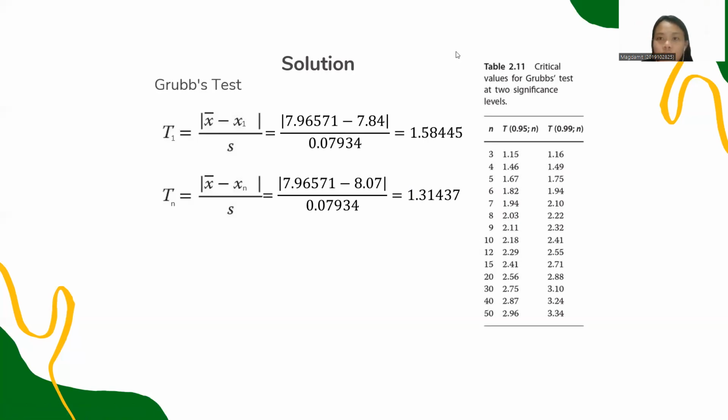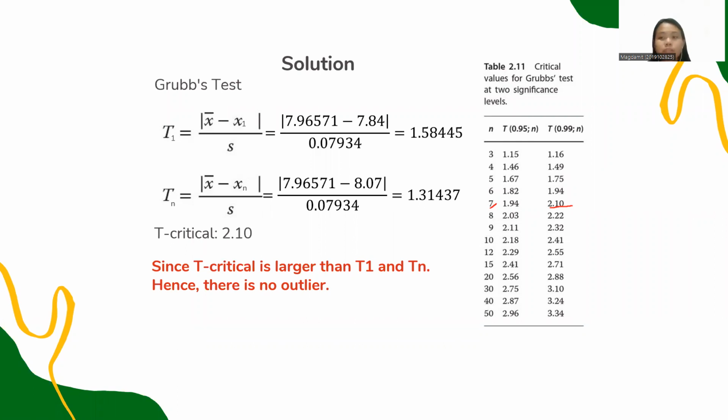Since we have 7 data points, the value of our n is 7. And in the given problem, the alpha for this data set is 0.01. So here is the critical T value for our data set, which is 2.10. Since T critical is larger than T1 and Tn, there is no outlier in the data set when we use the Grubbs test.